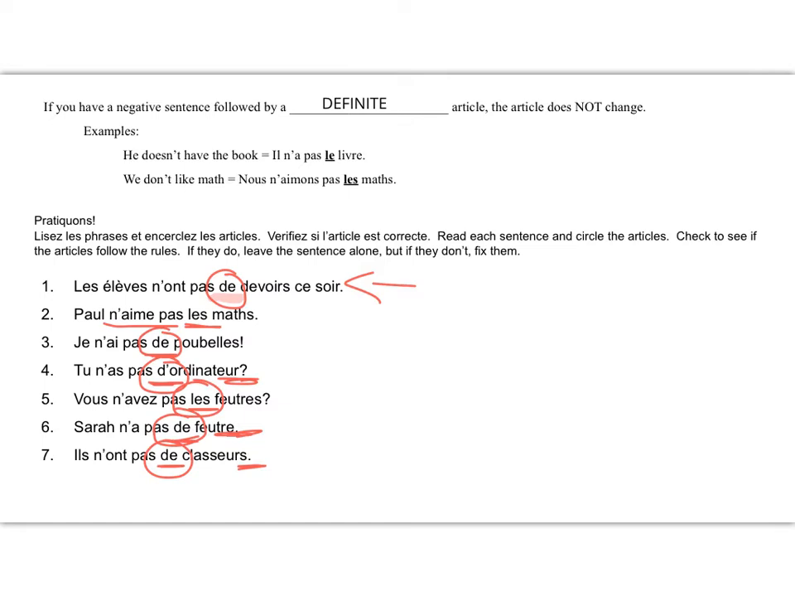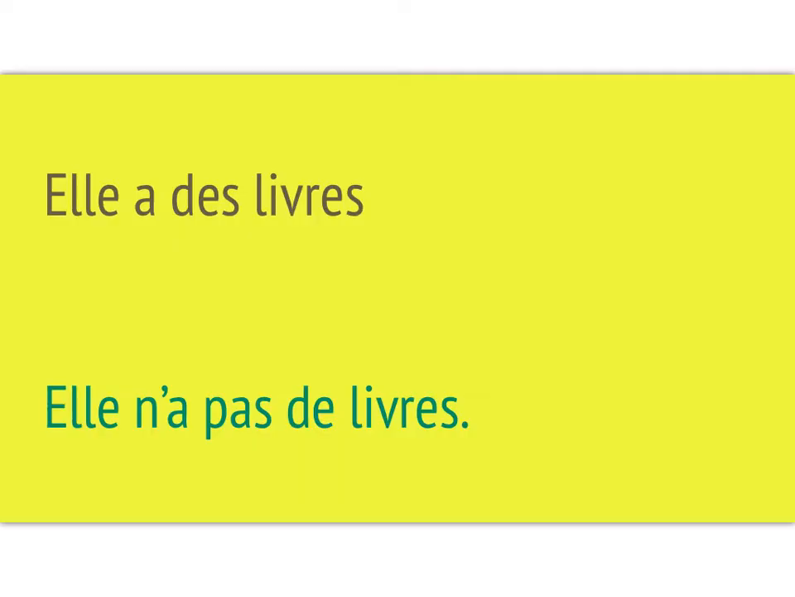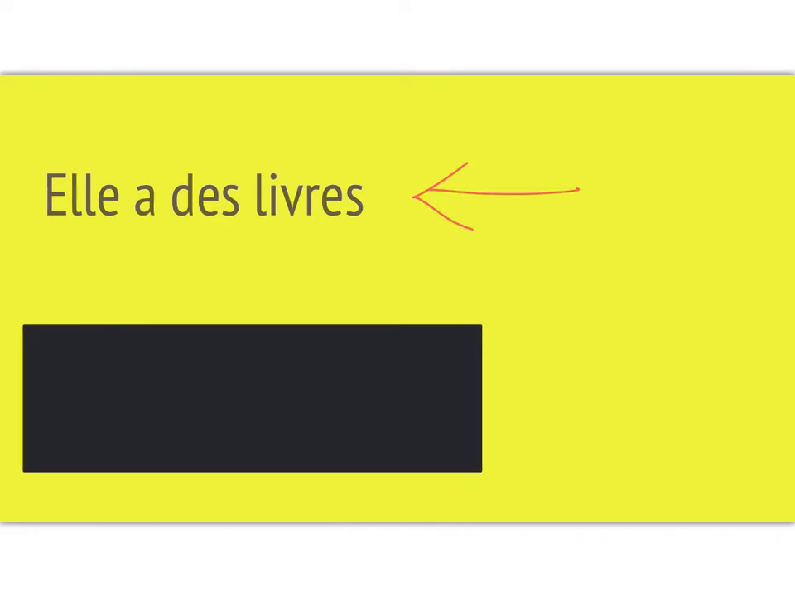For the next part of this, you're going to be working in your notebook. Okay? And you're going to be writing a sentence. I'll give you an example here. So in your notebook, the title is Negation and Articles Practice. I will do the first one so you can see what it looks like here. I'm going to give you a sentence like this, in the gray. And there will be a big black box over top of the answer, like that, okay?